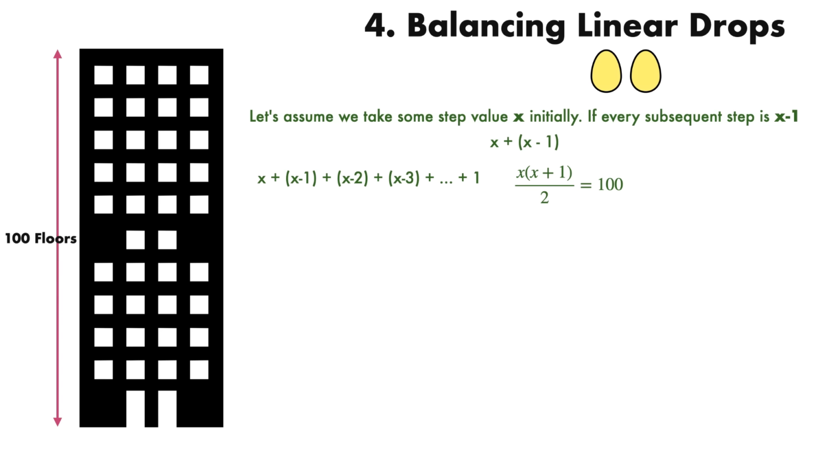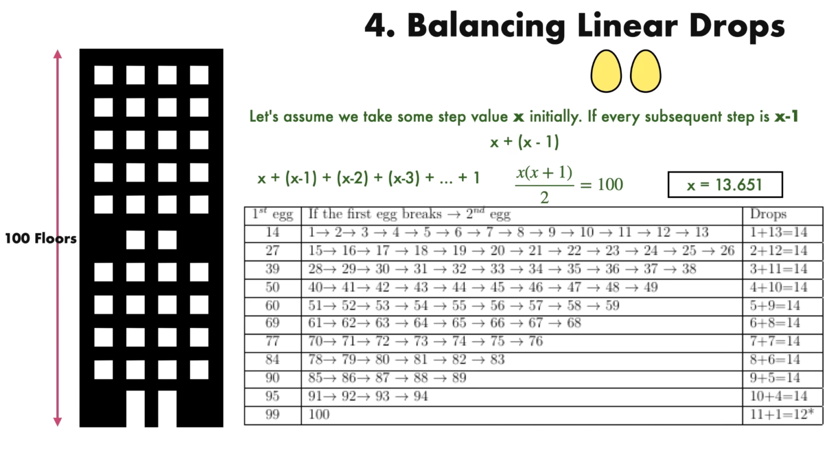Because there are 100 floors in our problem, we solve for x when the entire summation is equal to 100. When the number of floors is different, we have to evaluate the expression for a different value. So in this case, x times x plus 1 divided by 2 equals 100. After solving this equation, we get x equals 13.651. This means we want to start dropping from floor 14, jump up 13 floors to drop from floor 27, jump up 12 floors to drop from floor 39, and so on. So our worst case scenario is then a drop count total of 14.